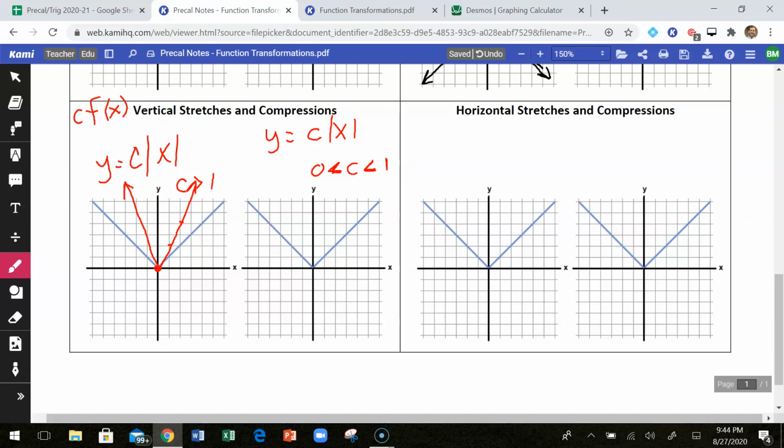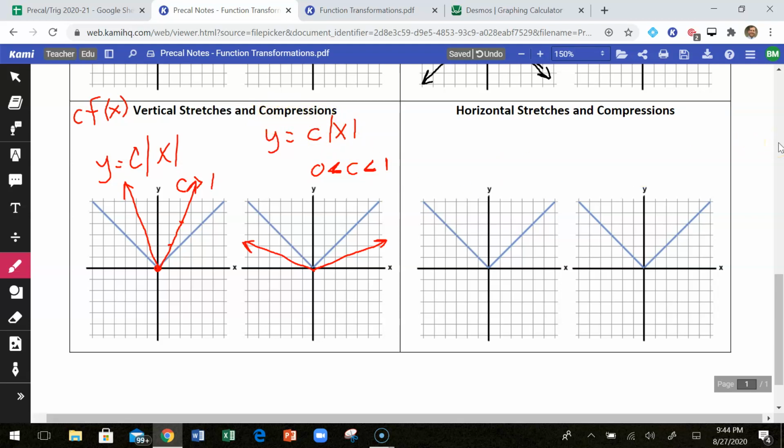What that's actually doing is taking this thing and vertically kind of squashing it down, right? So think about something on top and bottom of this graph, and it's just like squeezing it down and flattening it out. That is what happens if that c value is between 0 and 1, some fraction there. That is a vertical compression.